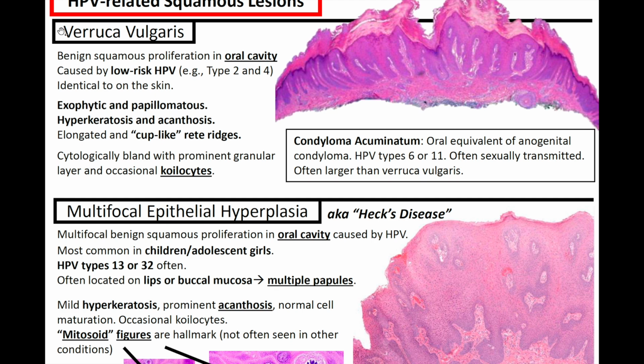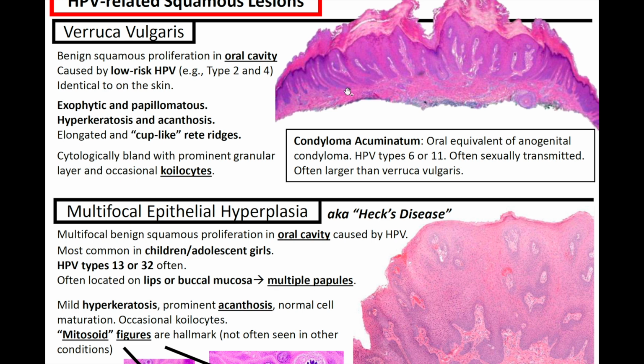So another classic is verruca vulgaris. Vulgar, I believe, is Latin for common. So this is the common wart, verruca vulgaris, and it's a benign squamous proliferation in the oral cavity caused by low-risk HPV, types 2 and 4, identical to that on the skin. It is exophytic and papillomatous with hyperkeratosis and acanthosis. There are elongated and cup-like rete ridges. You can kind of see this inturning and cupping of the rete here. You can appreciate that. And it's cytologically bland with a prominent granular layer and occasional koilocytes.